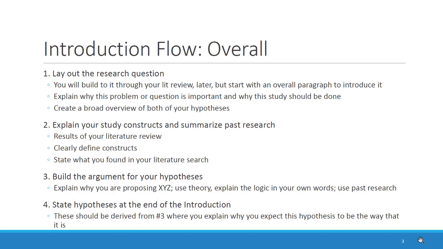Then you get into explaining your specific study constructs and summarizing past research on those constructs that you found in your literature review. So in that part, number 2, you include the results of your literature review. You clearly define your constructs, oftentimes citing research to provide definitions that other researchers have used that are commonly accepted for your constructs. And you also state what you found in your literature search about each of your constructs.